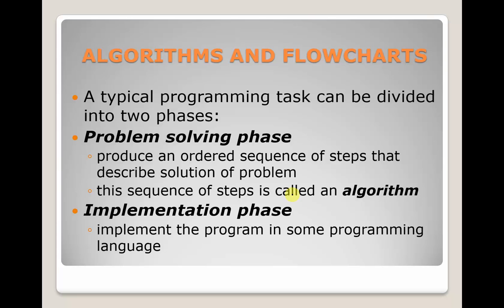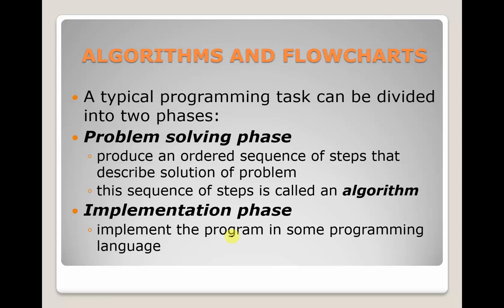In general, when we talk about writing code or a program, we're generally talking about breaking it into two different phases. Number one would be the problem-solving phase, and that is the part where we actually figure out what the sequence of steps are that would describe a solution to that problem. That is basically called an algorithm. And then the last part is the implementation phase, and that's where you really write the code.